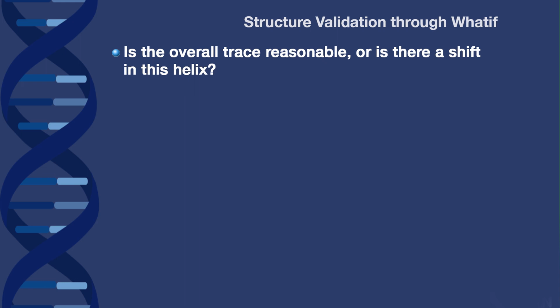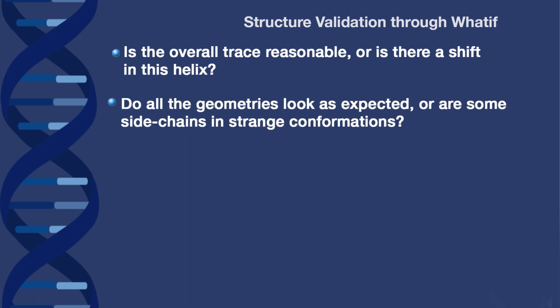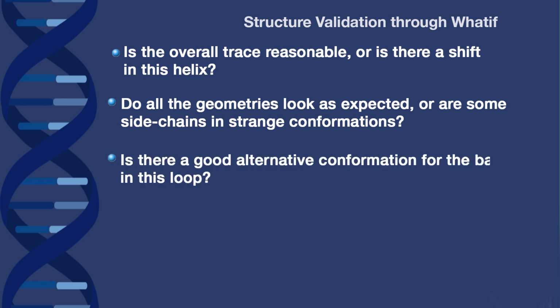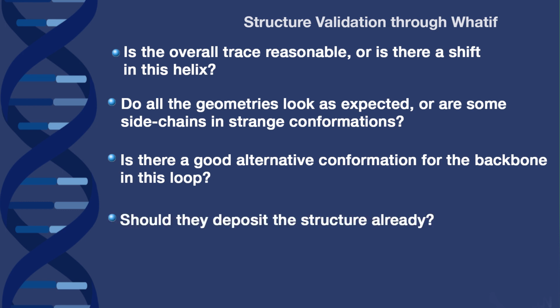Is the overall trace reasonable, or is there a shift in this helix? Do all the geometries look as expected, or are some side chains in strange conformations? Is there a good alternative conformation for the backbone in this loop? Should they deposit a structure already? So, all these questions can be answered by using a structure validation tool such as WHAT IF.